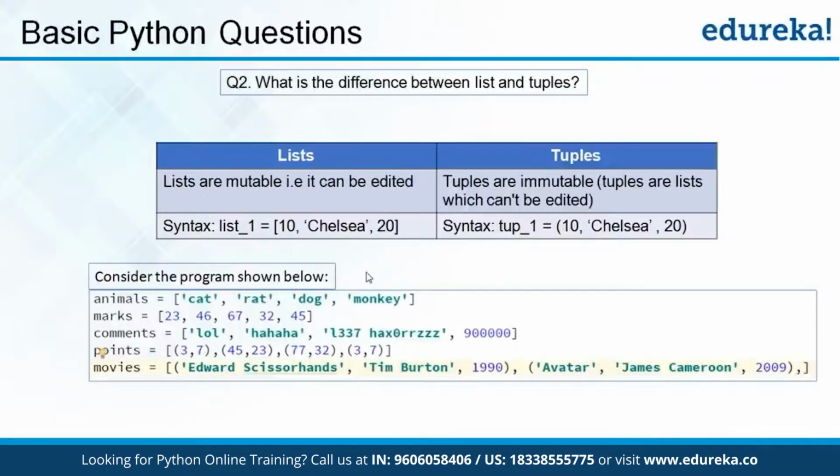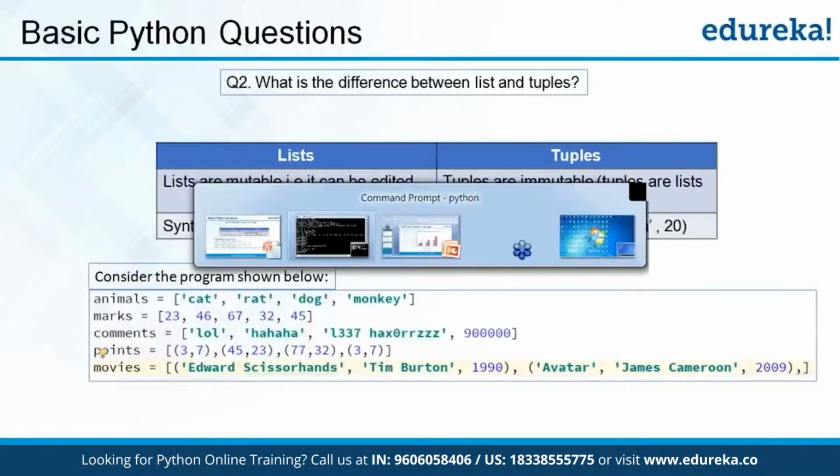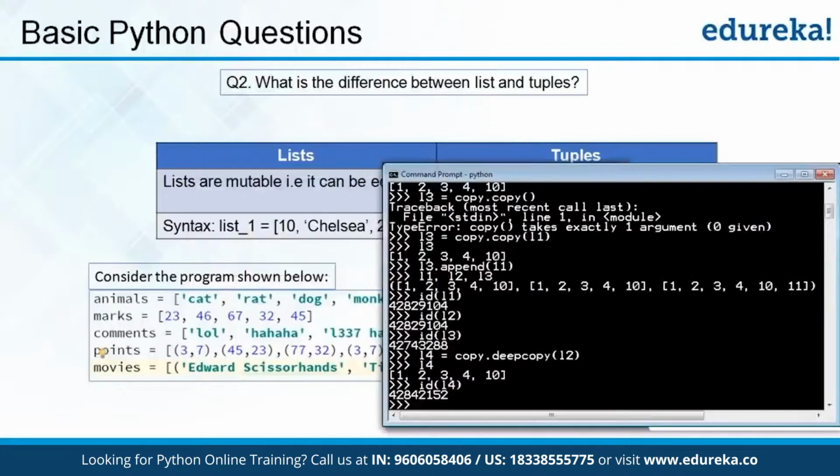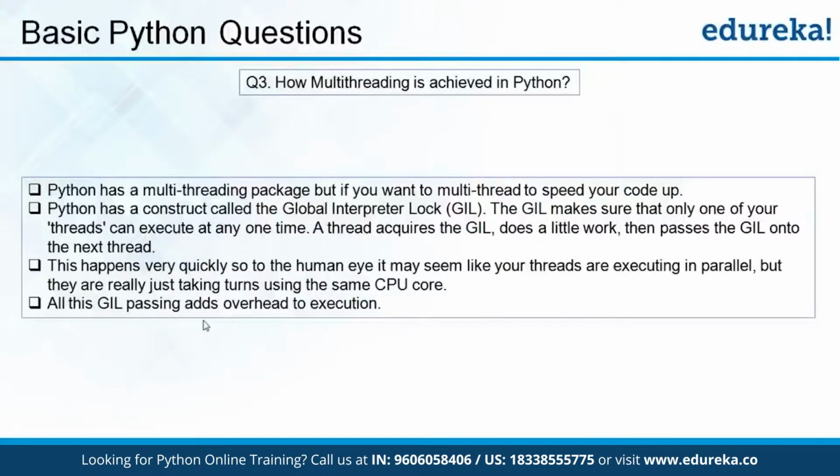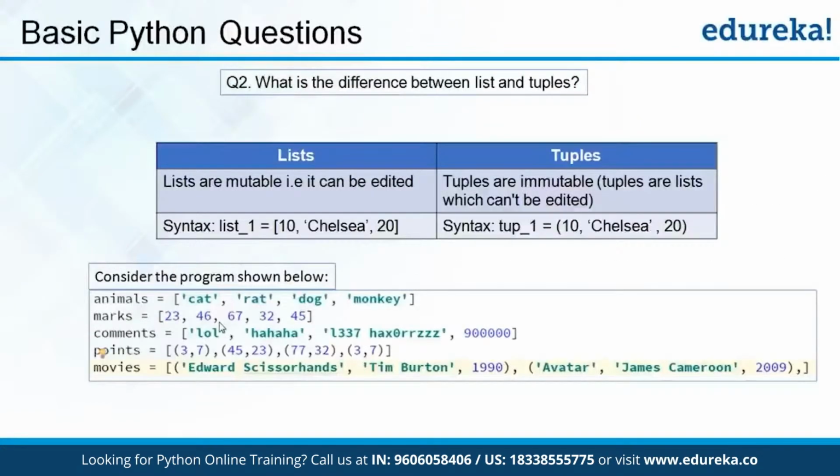So the next question, this is a very frequently asked question, that is, what is the difference between a list and a tuple? Now, we already took a look at list as such. No, let's do it again. These are all lists over here: 1, 2, 3. Animals, marks, and comments are all lists. And the tuples are the ones within these lists.